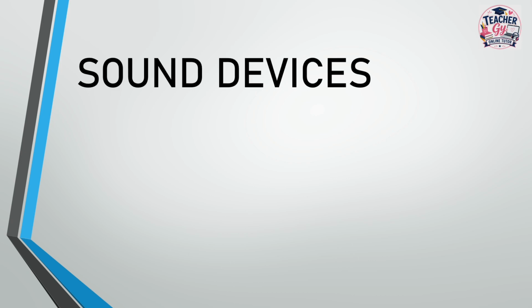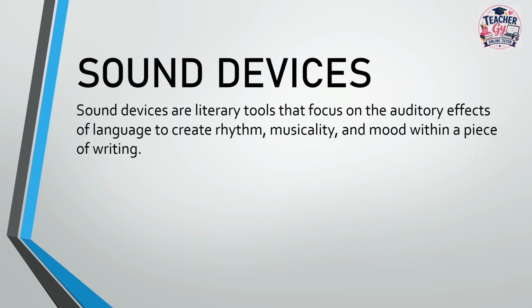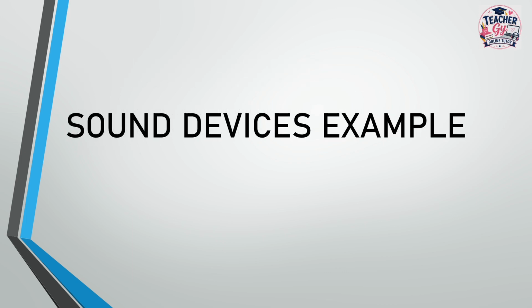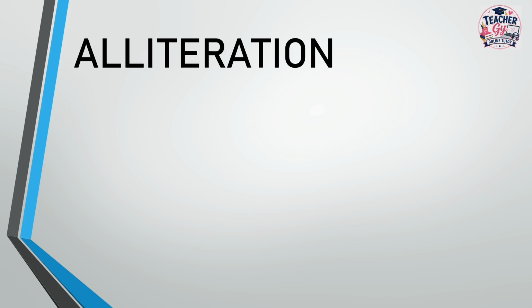Let's move on to sound devices. These are techniques that focus on the sounds of words to create rhythm, mood, and musical quality in writing. Among the different sound devices, we will discuss alliteration and rhyme. These are commonly used in poems, songs, and literary works.